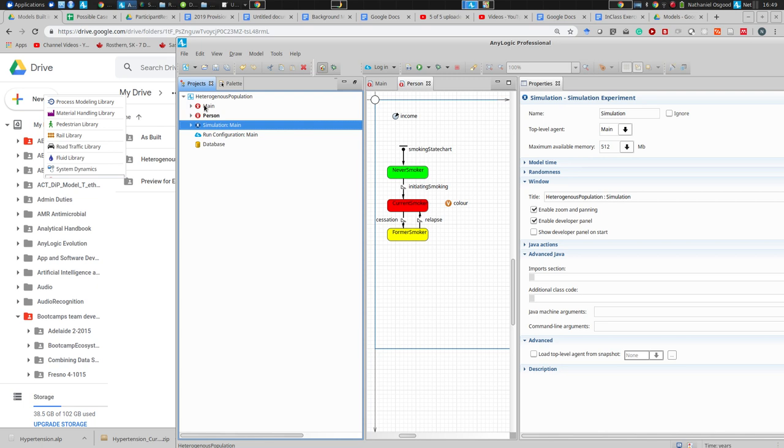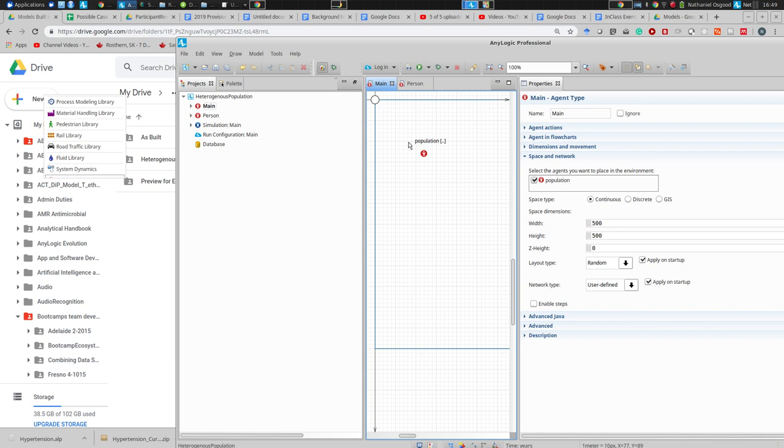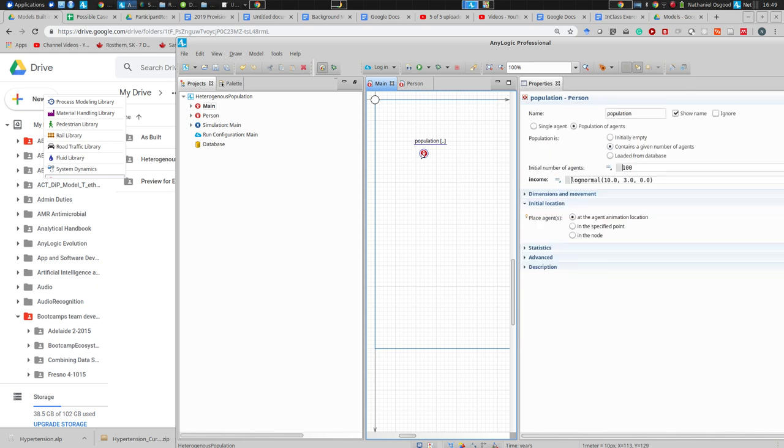Is it in person? No, it's in Main. It's a population of people. So it's in Main here. So we go down Main, and this is where it says number of agents. I don't like that it's hard-coded there.